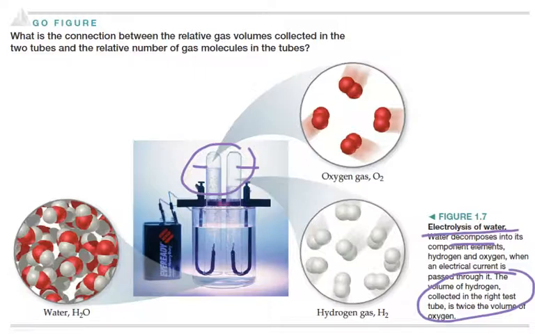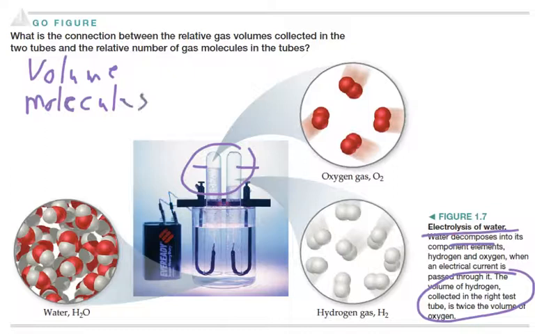So what's the connection between the relative gas volumes collected in the two tubes and the number of gas molecules in both? Volume and number of molecules: you got twice as much hydrogen as you do oxygen. That characteristic does not maintain itself for liquids and solids. But when we got gases, it does.